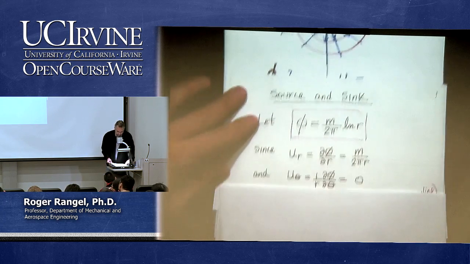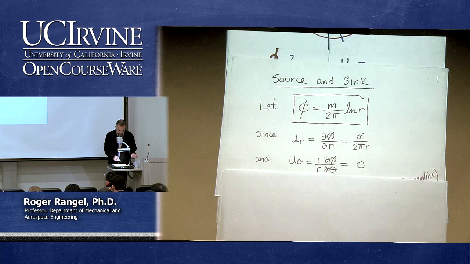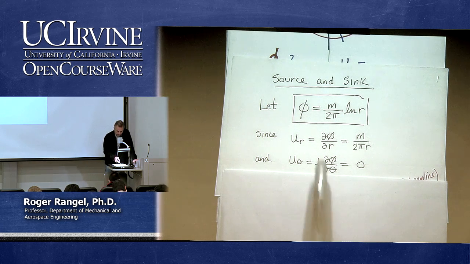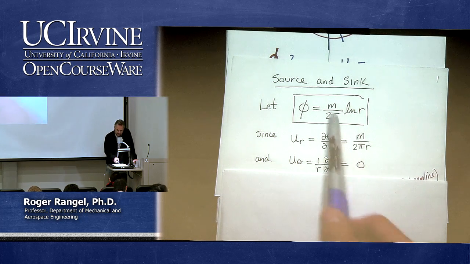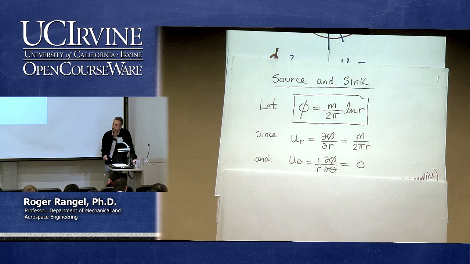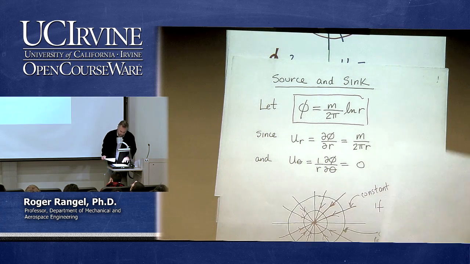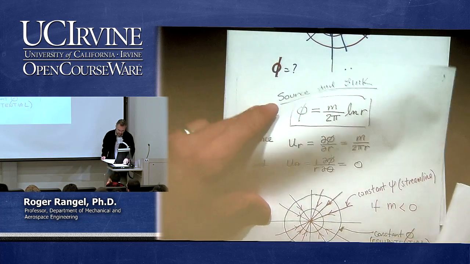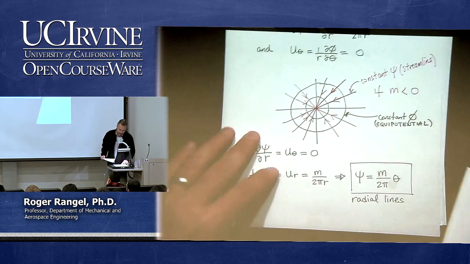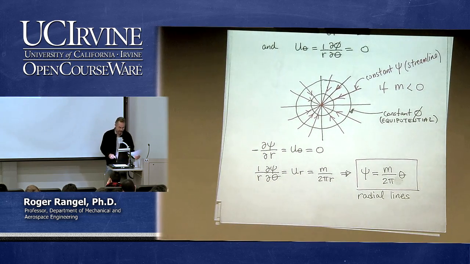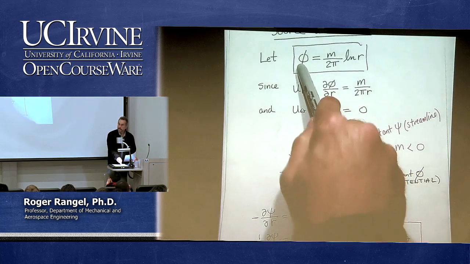Okay, and then likewise we can say that from the expression for u sub theta, it is 1 over r d phi d theta, and of course my phi doesn't depend on theta, so that's 0. So those are the velocity components. U sub theta is 0, u sub r is m over 2 pi r. So that's the schematic we already looked at. I could build backwards to build the stream function.